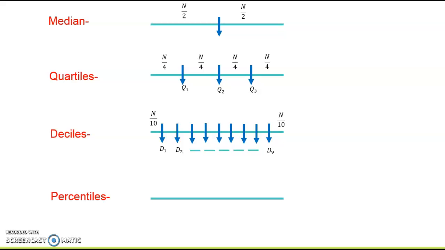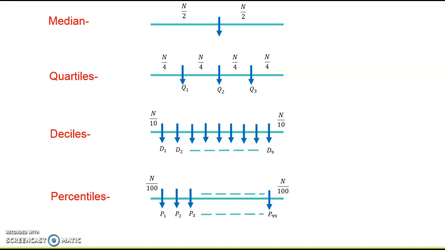Percentiles. Well, percent is nothing but 100. So percentiles are values which divide data into 100 equal sized partitions. So percentiles are P1, P2, P3 up to P99. So 99 values will divide data into 100 equal sized partitions. Each partition will be of size n by 100. So this is how we can graphically represent the concept of quantiles.